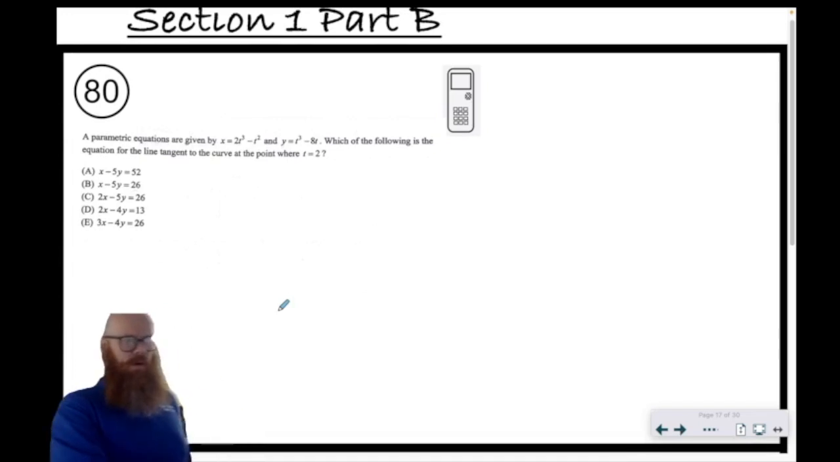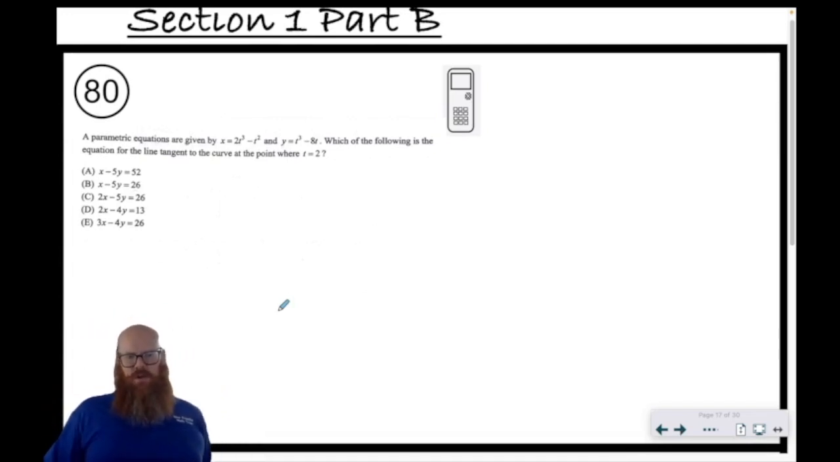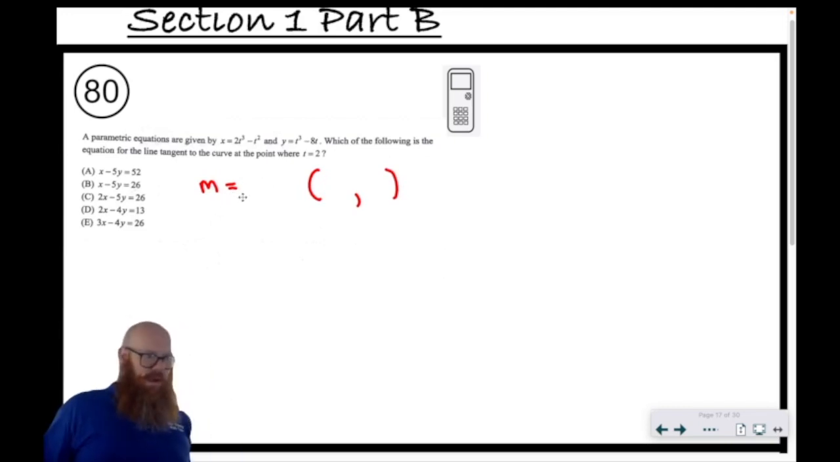On to number 80. So we got these parametric equations. Which of the following is the equation of the tangent line at the curve where t equals 2? So anytime you're doing an equation of a tangent line, or anytime you're doing an equation of a line, going back to pre-algebra and algebra, I need a point and a slope. Well, to get my point, I can simply just plug in 2 for my x and y.